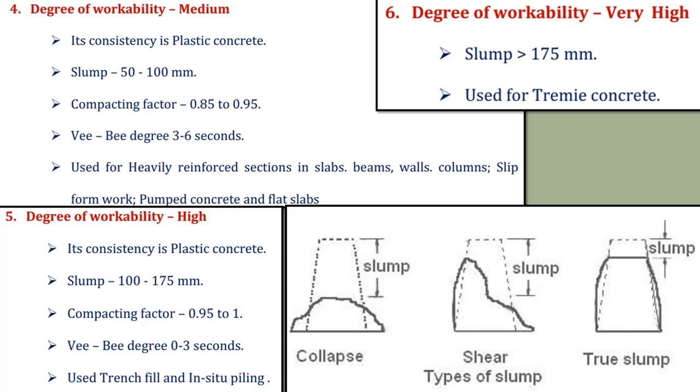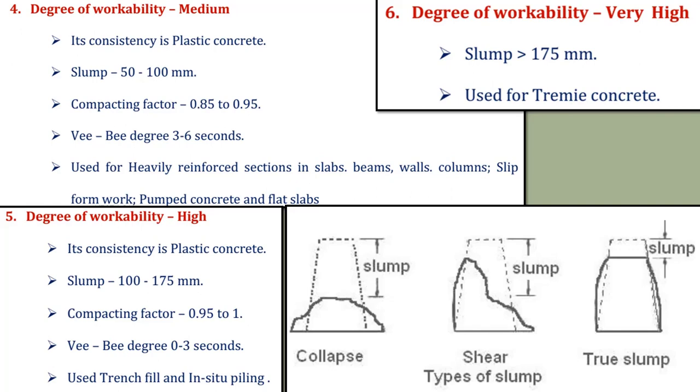Then degree of workability medium. Its consistency is plastic concrete. Slump is 50 to 100 mm, compacting factor 0.85 to 0.95. Then VB degree is 3 to 6 seconds, used for heavily reinforced sections in slab, beam, wall, column, slip form work, pumped concrete and slab.